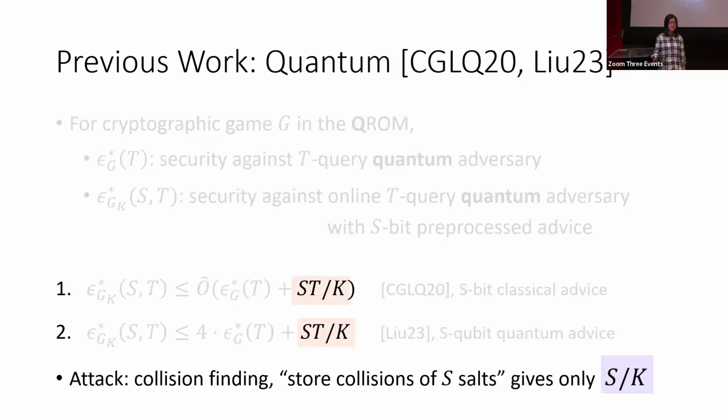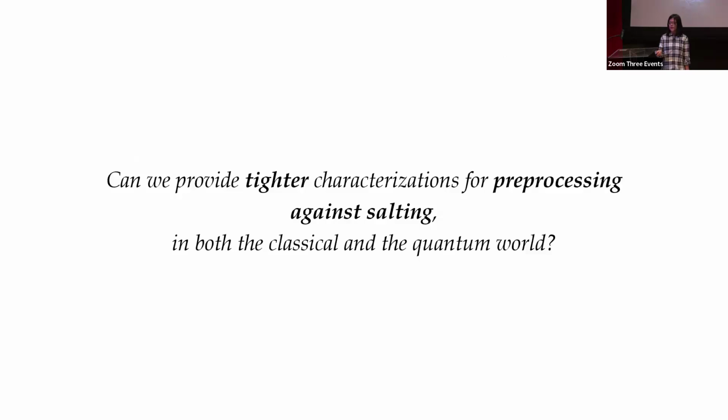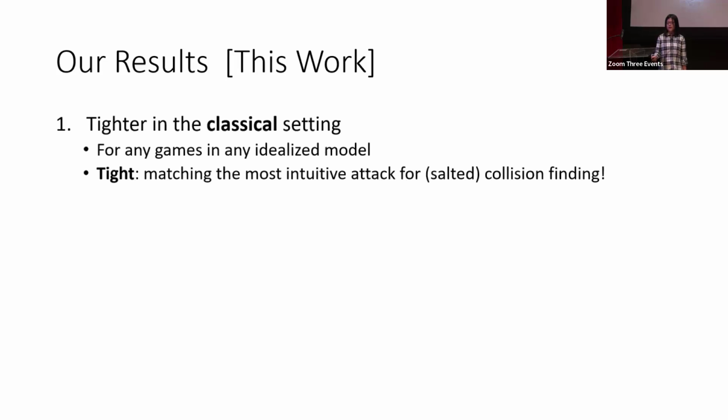Based on these gaps, we ask the following question. Can we provide tighter characterizations for preprocessing against salting in both the classical and the quantum world? We give several results for this problem. First, in the classical setting, we give a tighter characterization for preprocessing for any game in any idealized model. We also get a tight bound for salted collision finding that matches the most intuitive attack. That is, the preprocessing advantage is just S over K.